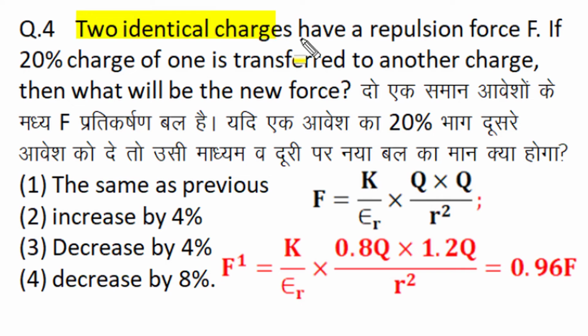We are given that 2 identical charges have a repulsion force of F. That means both charges have identical polarity.